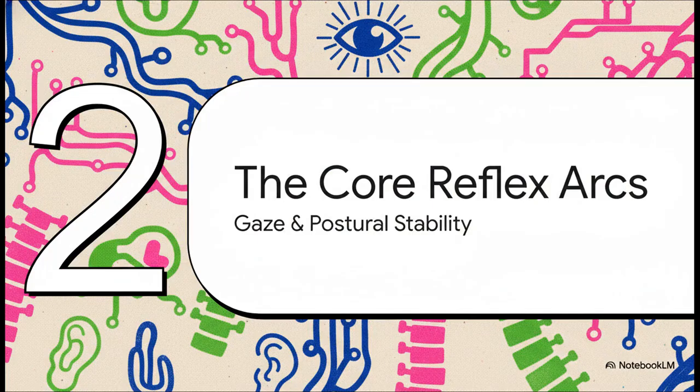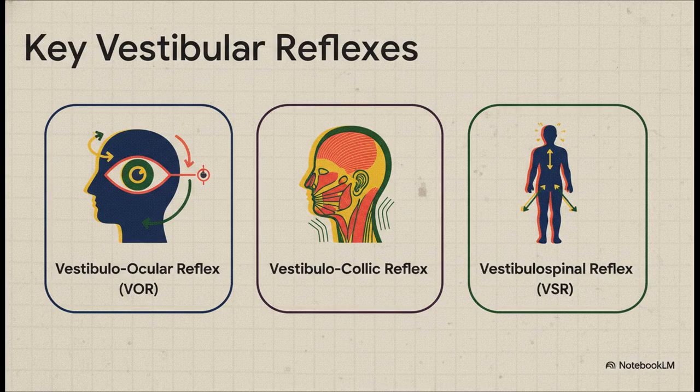And this whole design, this ancient architecture, is built on a set of core reflex arcs. I want you to think of these as the system's non-negotiable hardware. They're responsible for our most basic but most critical functions, gaze and postural stability. So we're really talking about 3 main players here. First up, the vestibulo-ocular reflex, or VOR. This is what keeps your vision stable when you move your head, so the world doesn't look like a shaky cam video. Next, the vestibulocollic reflex, the VCR, which uses your neck muscles to keep your head stable. And finally, the vestibulospinal reflexes, the VSR, which make all those tiny, rapid adjustments to keep you from falling over.